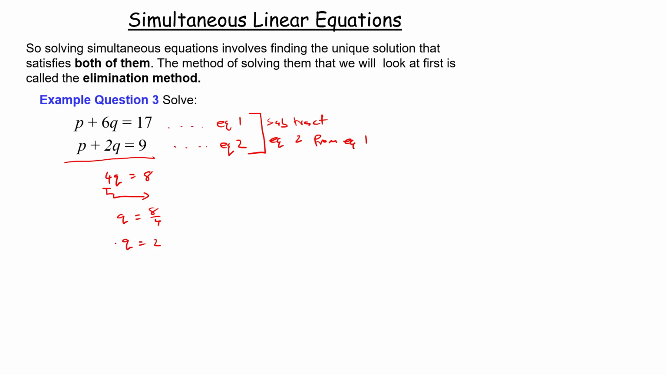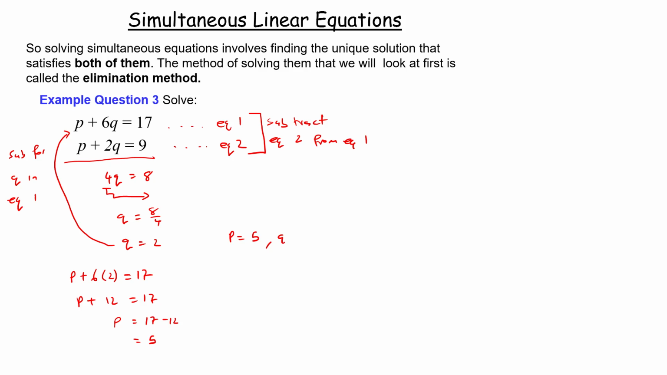And how am I going to find p? Anyone remember? We put the q, we sub it back in equation, I'm going for equation 1. Sub for q in equation 1. So that means we've got p plus 6q equals 17. So p plus 12 equals 17. So p is going to equal 17 minus 12, which is equal to 5. So I've got p equals 5 and q is equal to 2. Hit pause, write this example down, and when you're ready, hit play again.